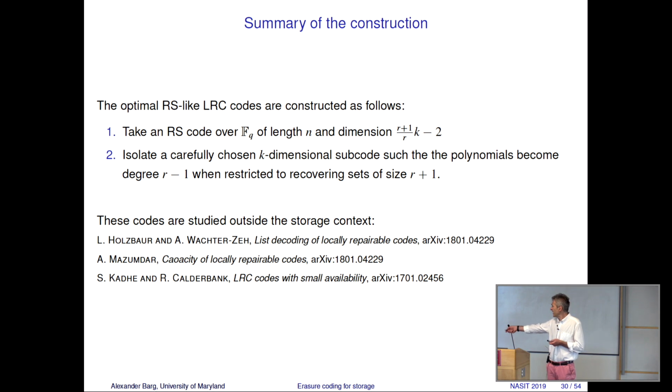These codes, by the way, are studied outside the storage context. You have some algebraic coding family. The list decoding question is, of course, very popular, particularly for Reed-Solomon codes following the work of Venkat Guruswami and Madhu Sudan. And along these lines, the presented family of codes was list decoded in this work by Holzbaur and Antonia Wachter-Zeh a couple of years back, in fact, 1 year back, right?